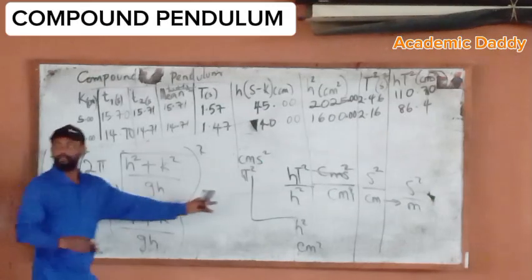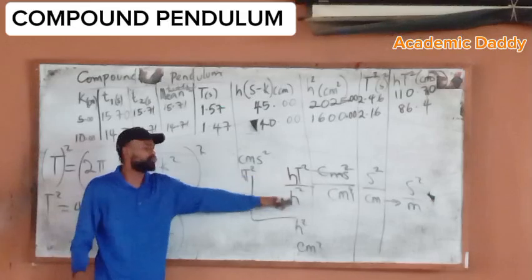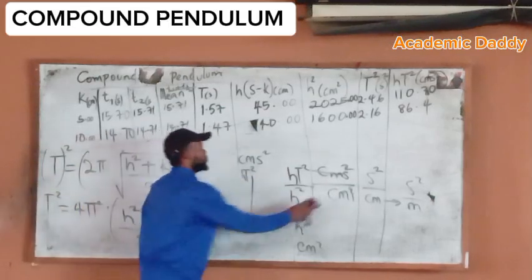Please have this in mind that our goal is to make sure that one side of this equation has T squared over h squared. Very important.